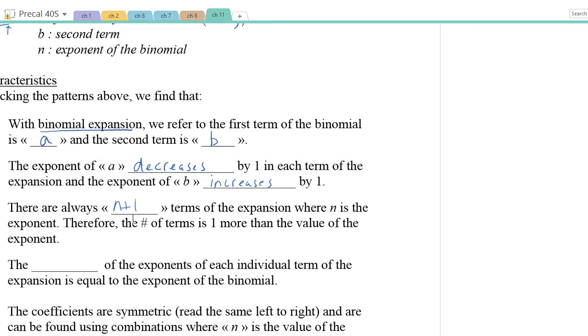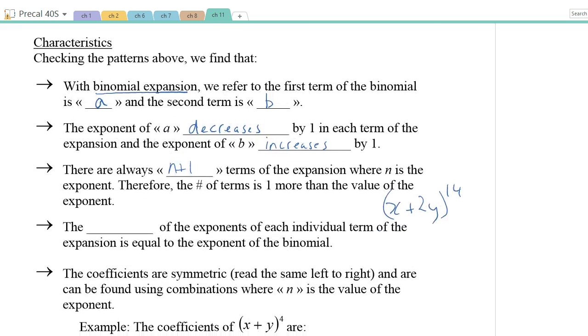Let's throw something crazy at you. So if I said x plus 2y to the power of 14, how many terms? You betcha, 15 terms, right?